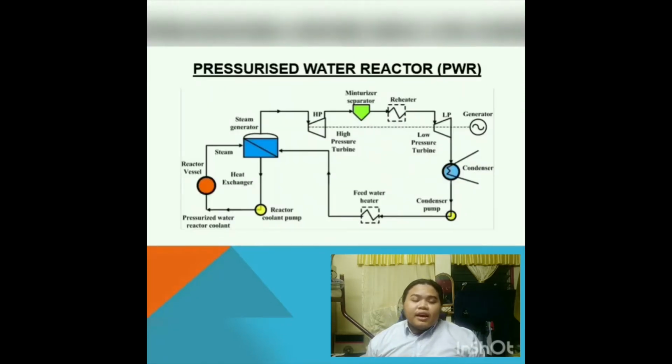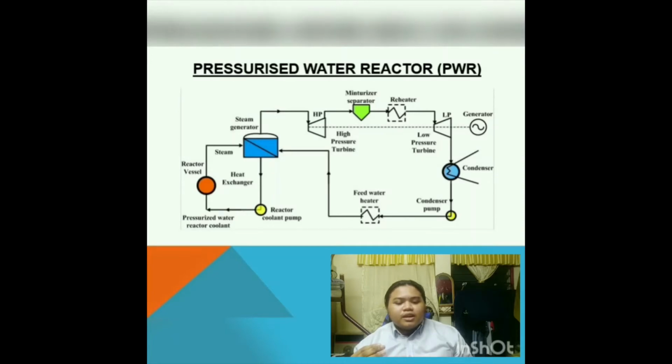Okay, for the next slide, I would like to tell you about the types of nuclear power generation reactors. There are two types. The first one is the pressurized water reactor. This is a schematic diagram for the pressurized water reactor, PWR. A pressurized water reactor is a power reactor in which heat is transmitted from the core to the heat exchanger by high temperature water in the primary circuit that does not boil.